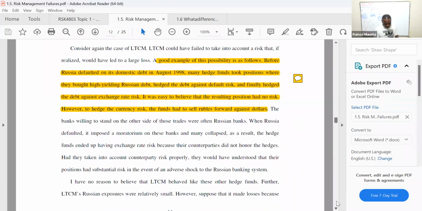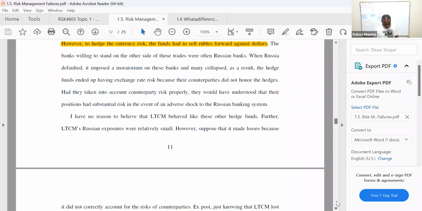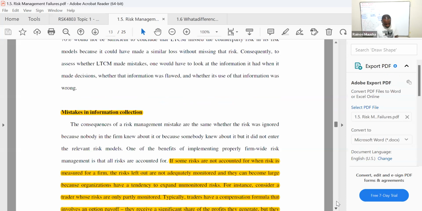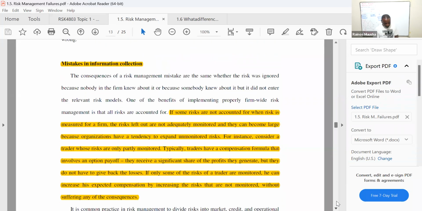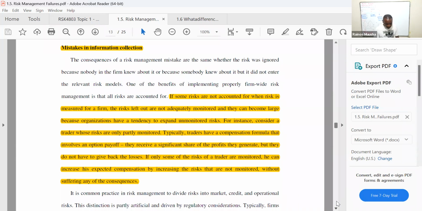On the next section, we look at mistakes in information collection, and they say, if some risks are not accounted for when risk is measured for a firm, the risks left out are not adequately monitored, and they can become large because organizations have a tendency to expand unmonitored risks.